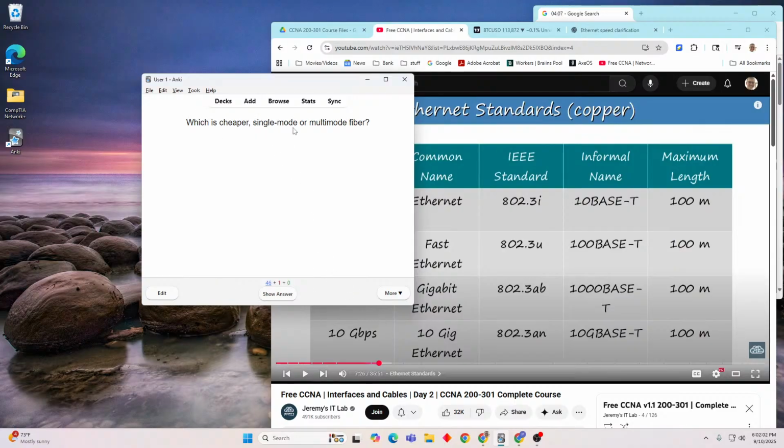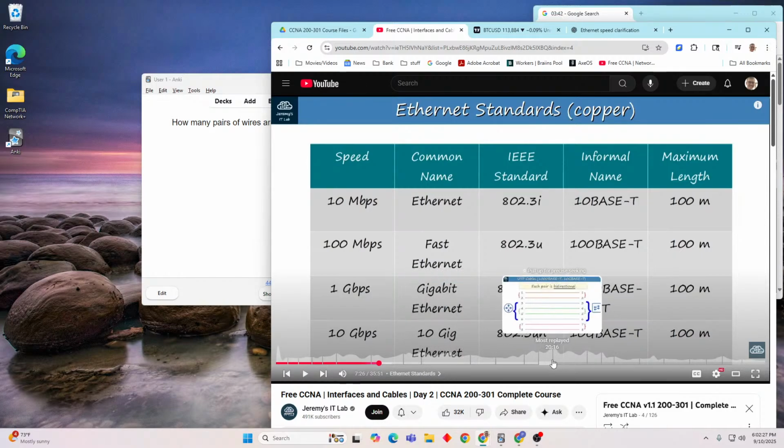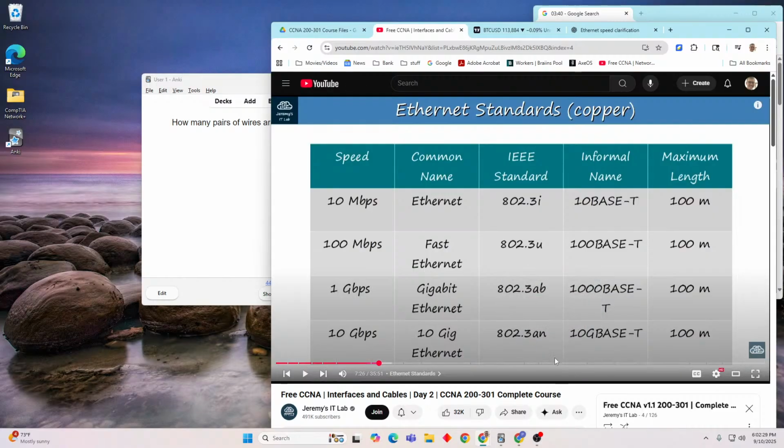Which is cheaper, single mode or multi-mode? Multi-mode, because single mode is more expensive. IEEE standard 10 gigabits per second is 802.3an. Never again. How many pairs of wires are used in 10GBase-T cable? I mean, it's something we can go figure out. So it's not something we need to memorize at this point until we take the test.